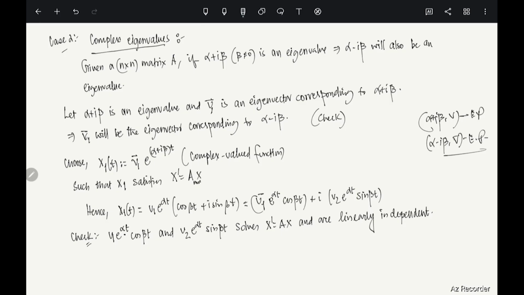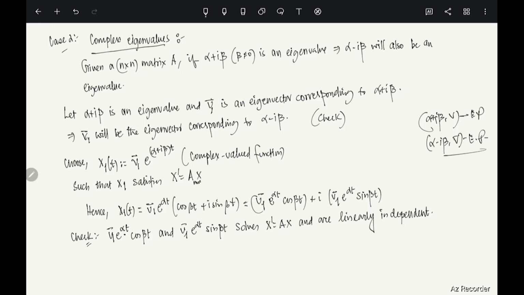I made some mistakes here. Let me put it this way: this should be v1 bar, not v2, v1 bar. Clear? And again here also it should be v1 bar, the vector, right? So you have to check this part. This is not very difficult to see. You can easily check this part. Clear? So please do that.